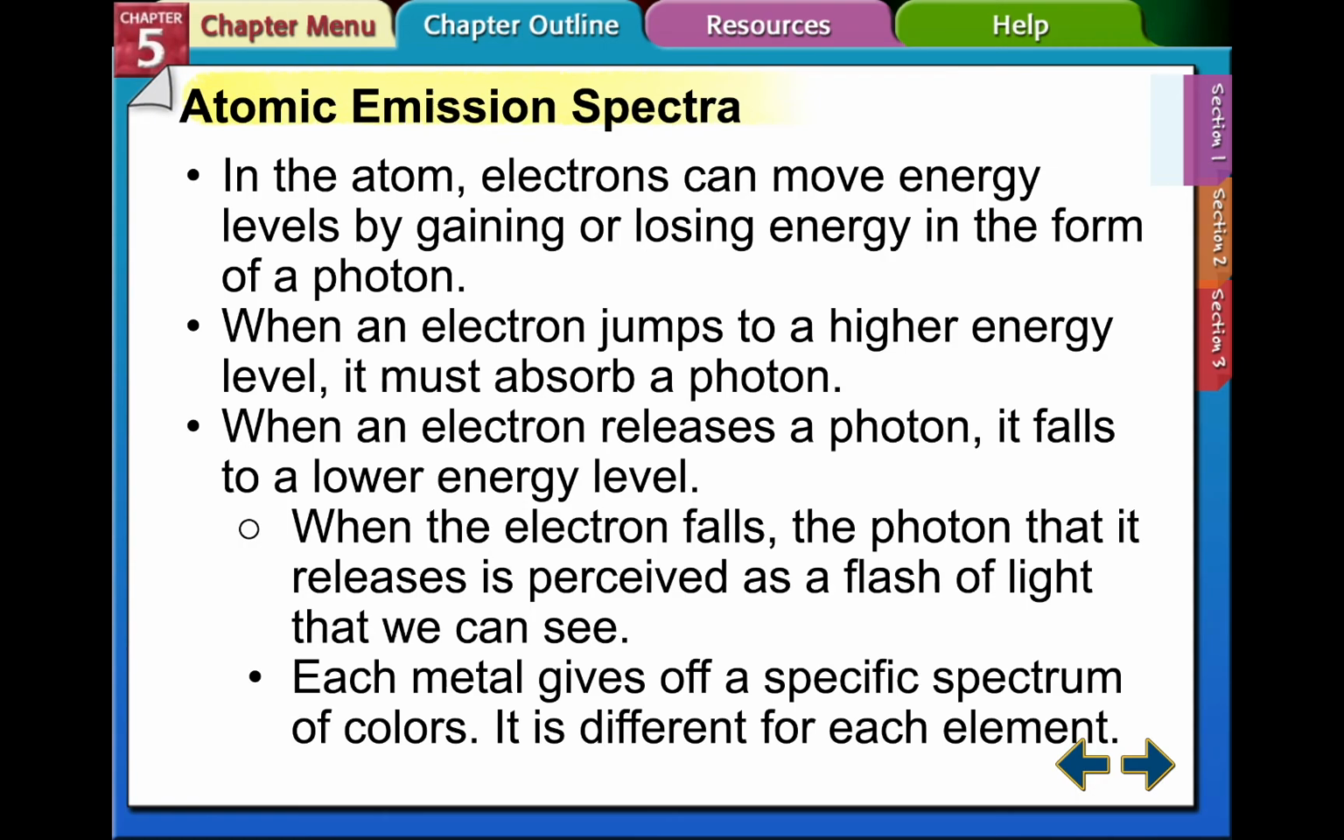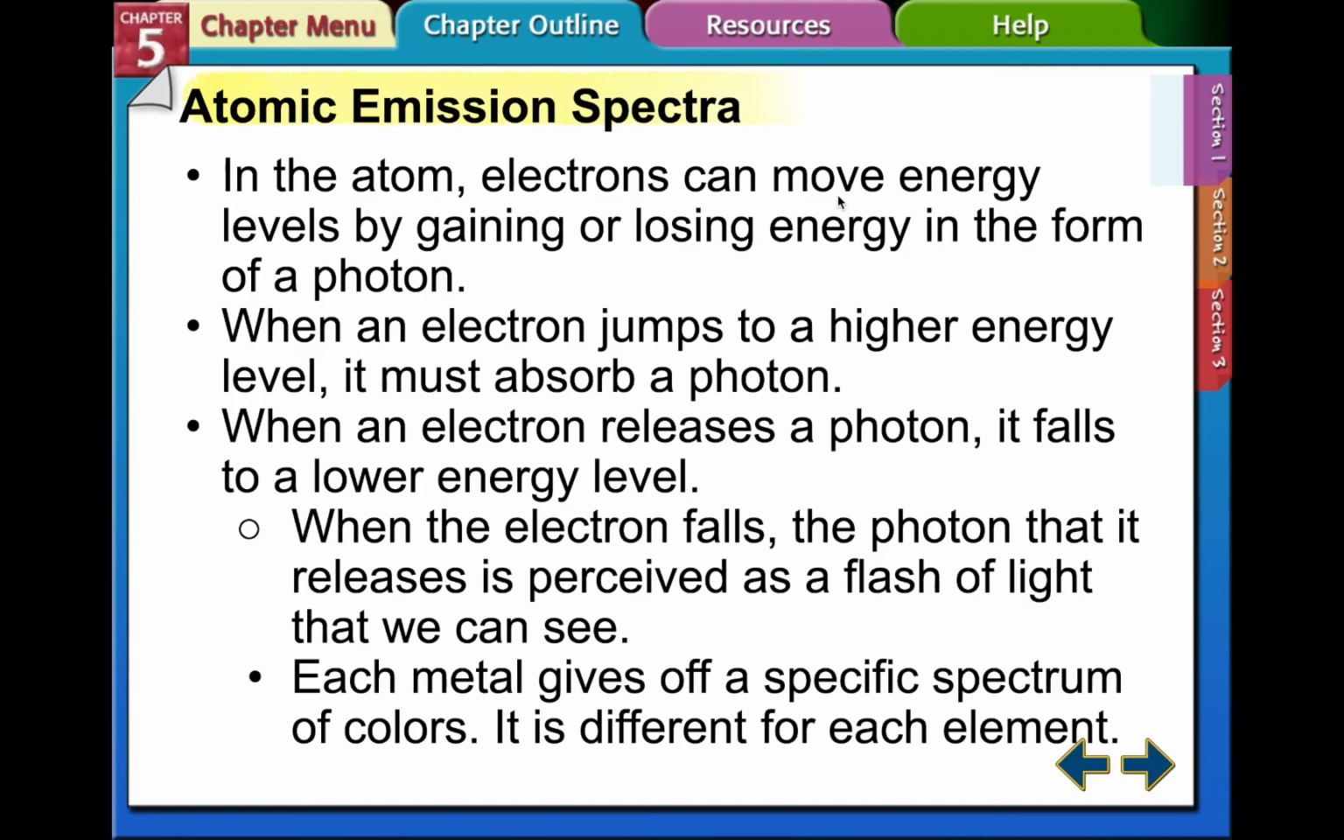So electrons are on energy levels. Electrons that are closest to the nucleus are at a lower energy level, and ones that are further out are at a higher energy level. They can move energy levels by gaining and losing energy in the form of a photon. If an electron at a lower energy level, closer to the nucleus, absorbs a photon, then it can jump to a higher energy level. When the atom releases that photon, it will fall back down in energy level, and we perceive that as a flash of light.